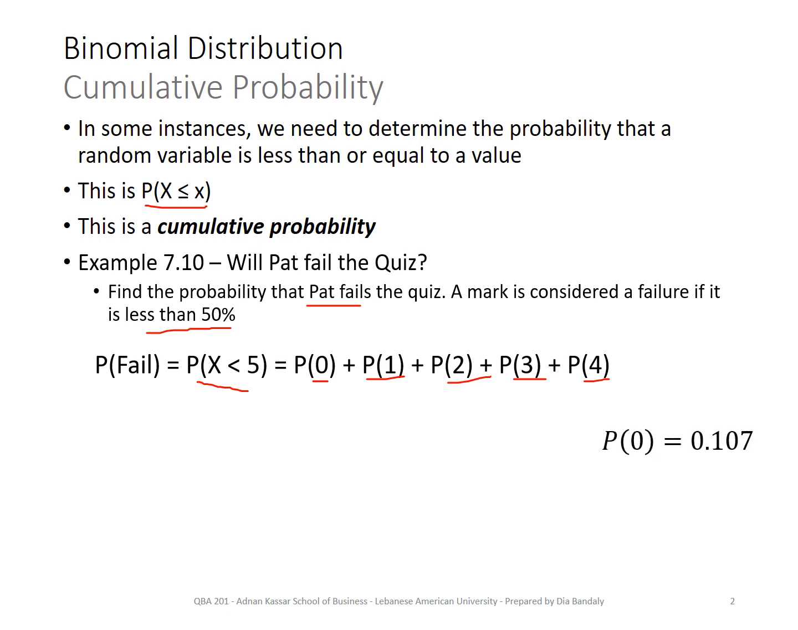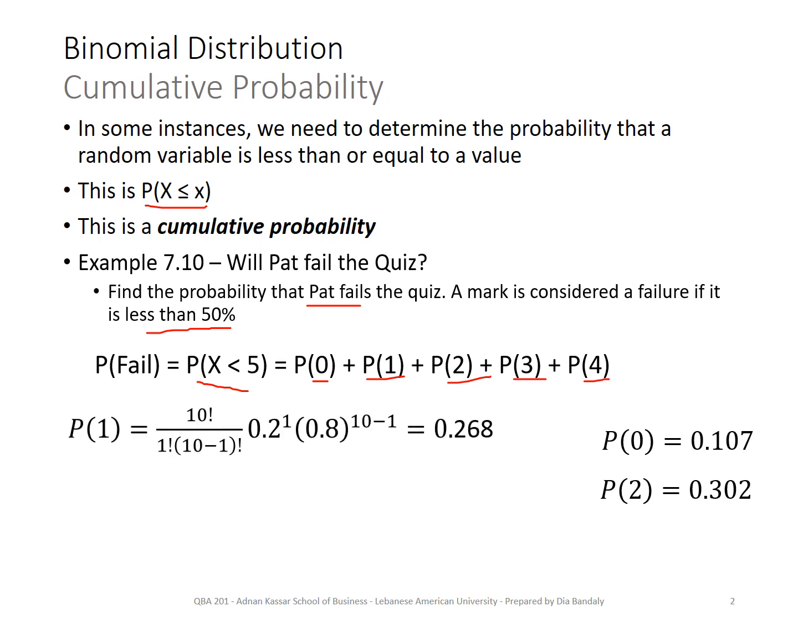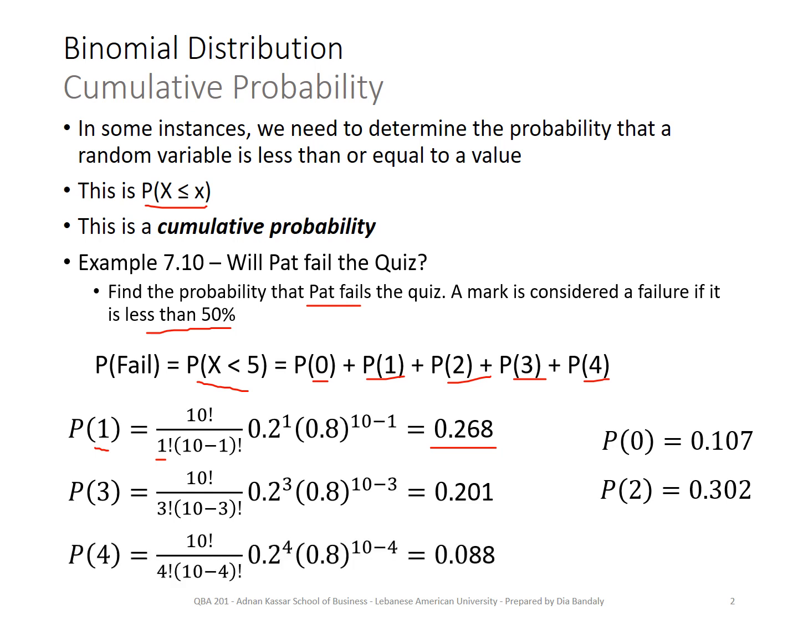Now we have to find each one of these. We already found previously P of 0 and P of 2. So what we need now is P of 1, 3, and 4. Remember how we did it before. All we do is substitute X with the value that we are interested in. Here it's 1. So it's n factorial, 10 factorial, over X factorial, so here it's 1, etc. And we get 0.268. We do the same for P of 3 and the same for P of 4.